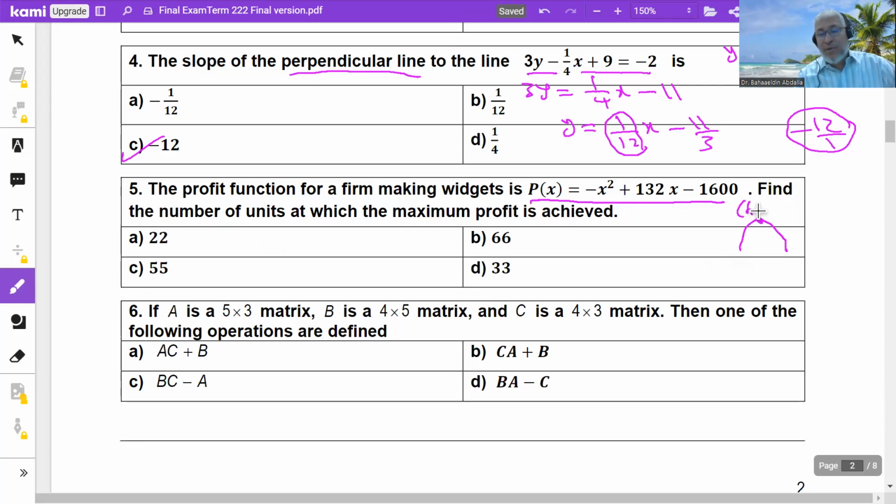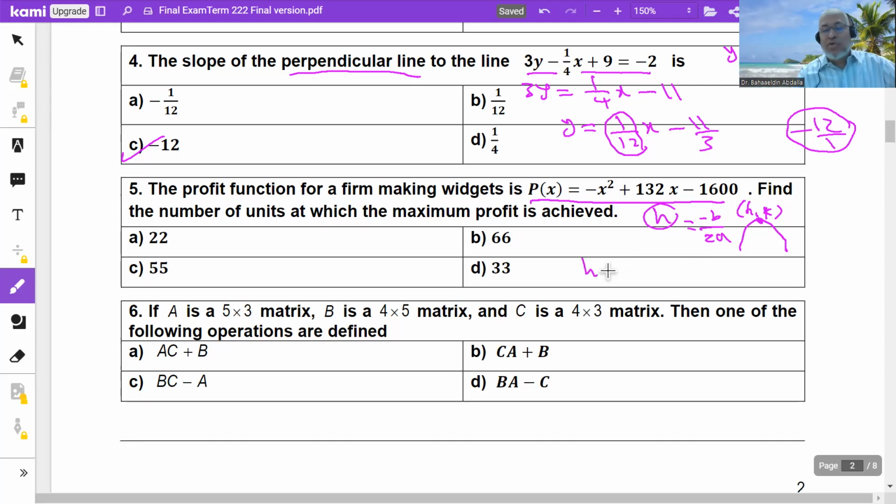This is the vertex of the parabola, so we always call it h, k. So the maximum profit is k, and it will happen at h. h will be the number of units. So the answer to the question would be h. What is h? This is the number of units at which the maximum profit is achieved. There is a formula to calculate h: negative b over 2a.